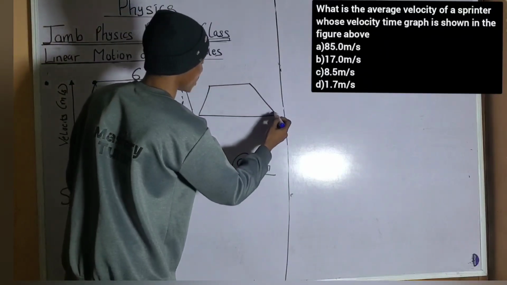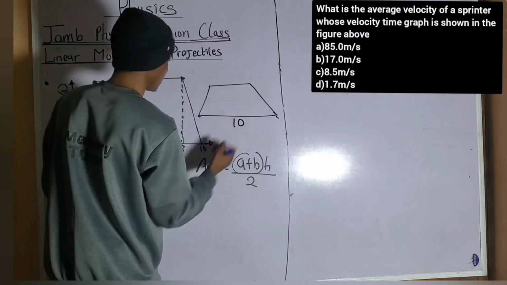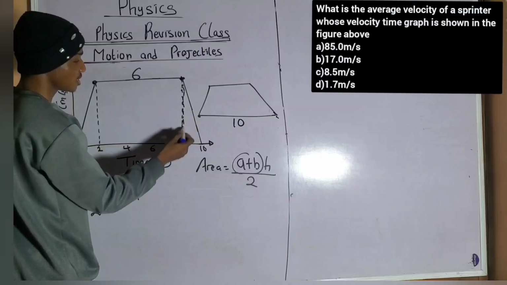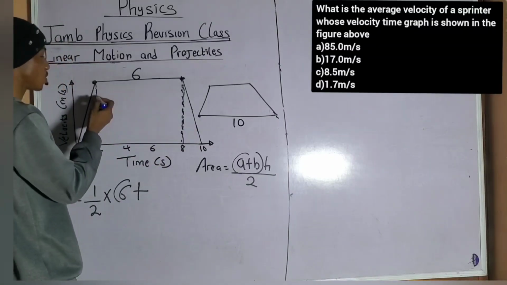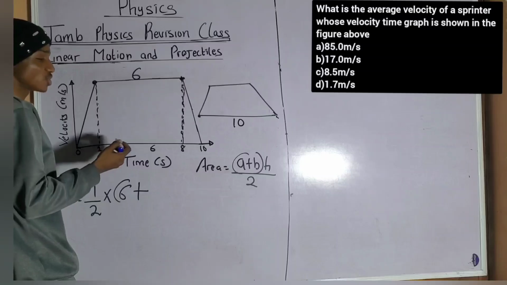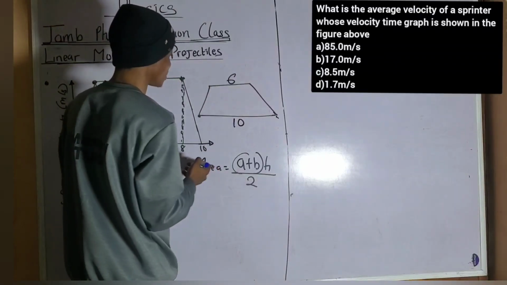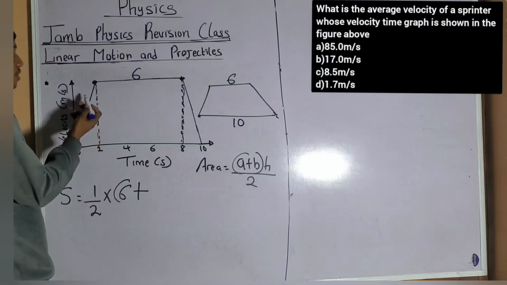This is what we have, okay? The distance from this point to this point is what? 10. I'm going to have 10 here. But if you check the distance from this point to this point, if you trace it downward, you're going to discover that you're going to have 8 here. Also, you're going to discover that you're going to have 2 here. So the distance will be the difference between 8 and 2. So I'm going to have 6. Do you understand? So the height, which is h, is the maximum velocity attained.